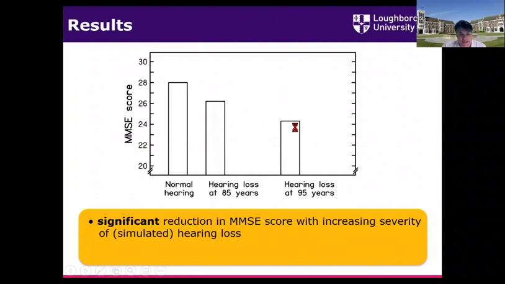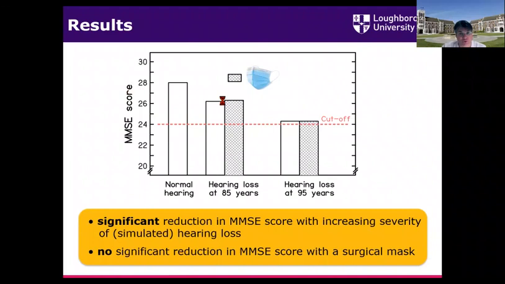And performance in the most severe simulated hearing loss condition actually approached the cutoff value that is indicated to signal cognitive impairment. Now, interestingly, when in addition to the effect of a hearing loss, the effect of wearing a face covering by the test administrator was also simulated, the results showed that while a surgical mask did not impact on MMSE scores, compare these two bars here and here, the use of a face shield actually did significantly reduce test performance. And what's worrying is that in this condition here we're now falling significantly below the cutoff value.